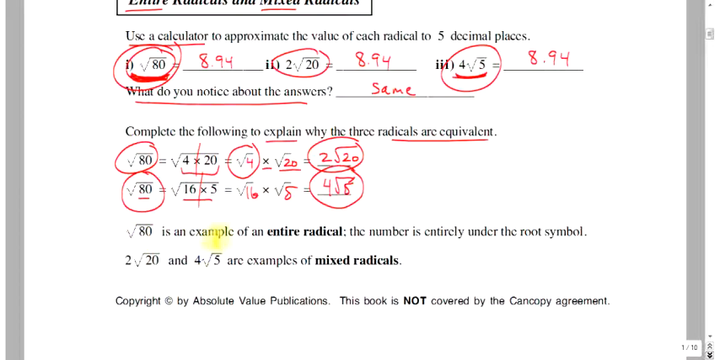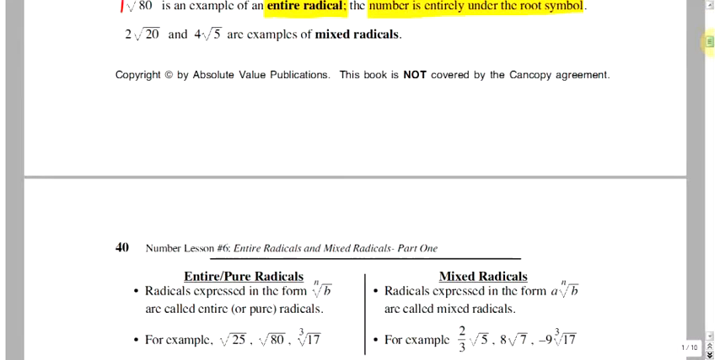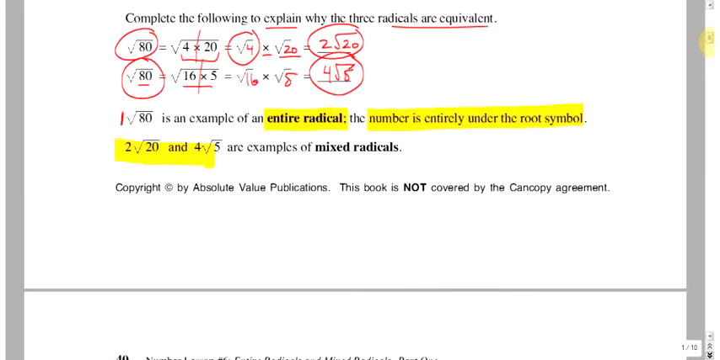Okay, now, root 80 is an example of an entire radical. Okay? The whole number is under the root symbol. The other way to think about it is the only number in front of this radical, because there is a number there, you could argue, it's a 1. The moment we put a different number in front of it, like a 4, now it's a mixed radical, okay? Or 2, it's a mixed radical. The number is not 1. That's the difference. Just like fractions, there's no number in front here. That's an entire fraction. If you have a number in front, now it's a mixed fraction. So these are examples of mixed radicals.